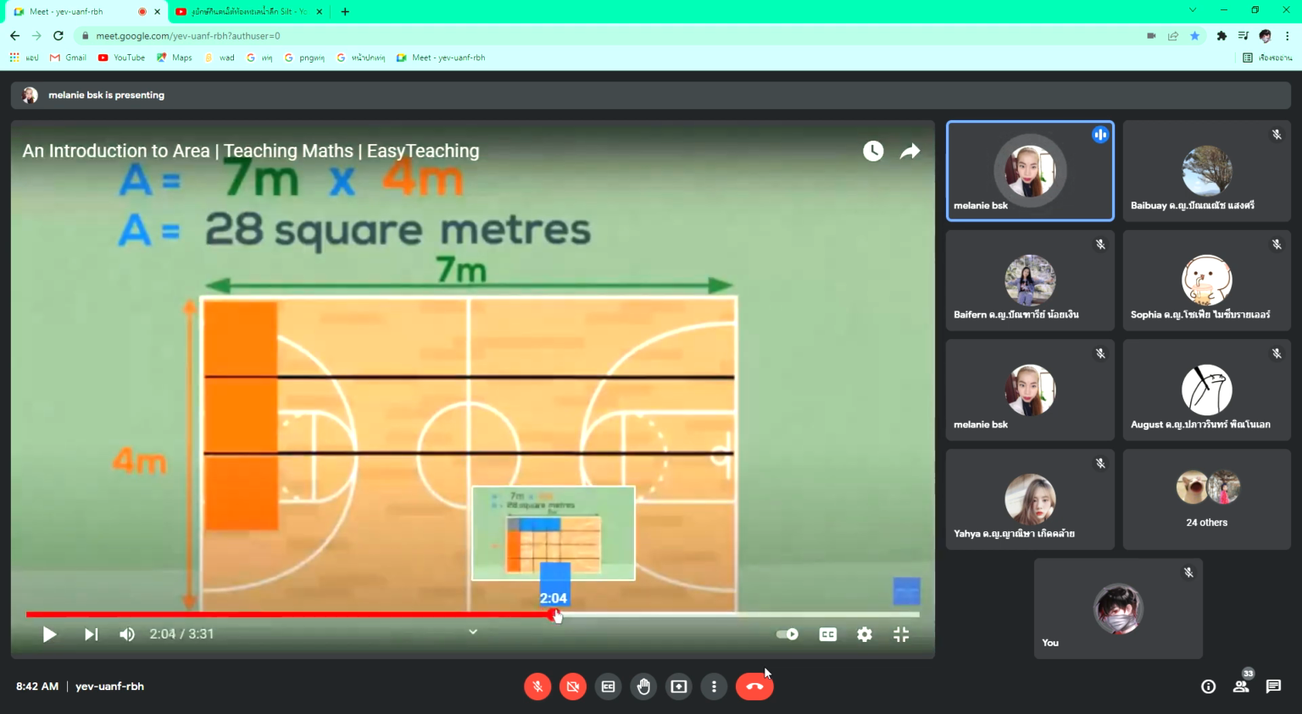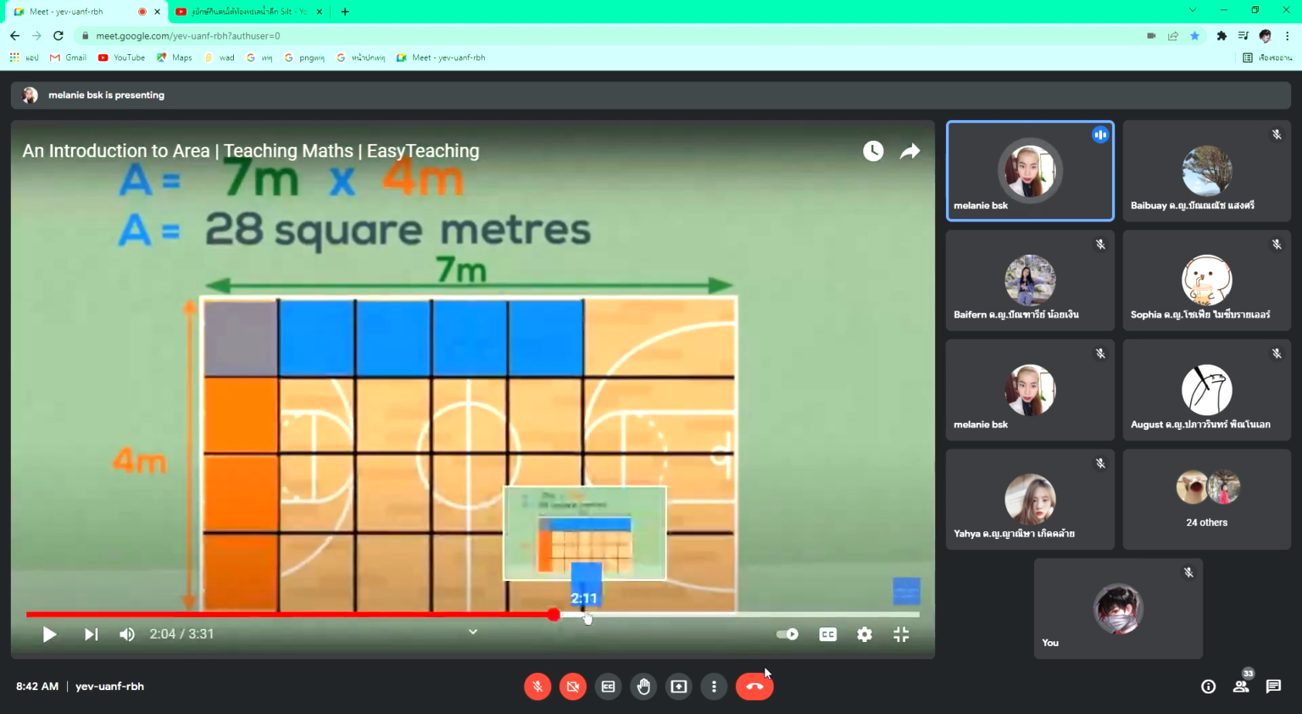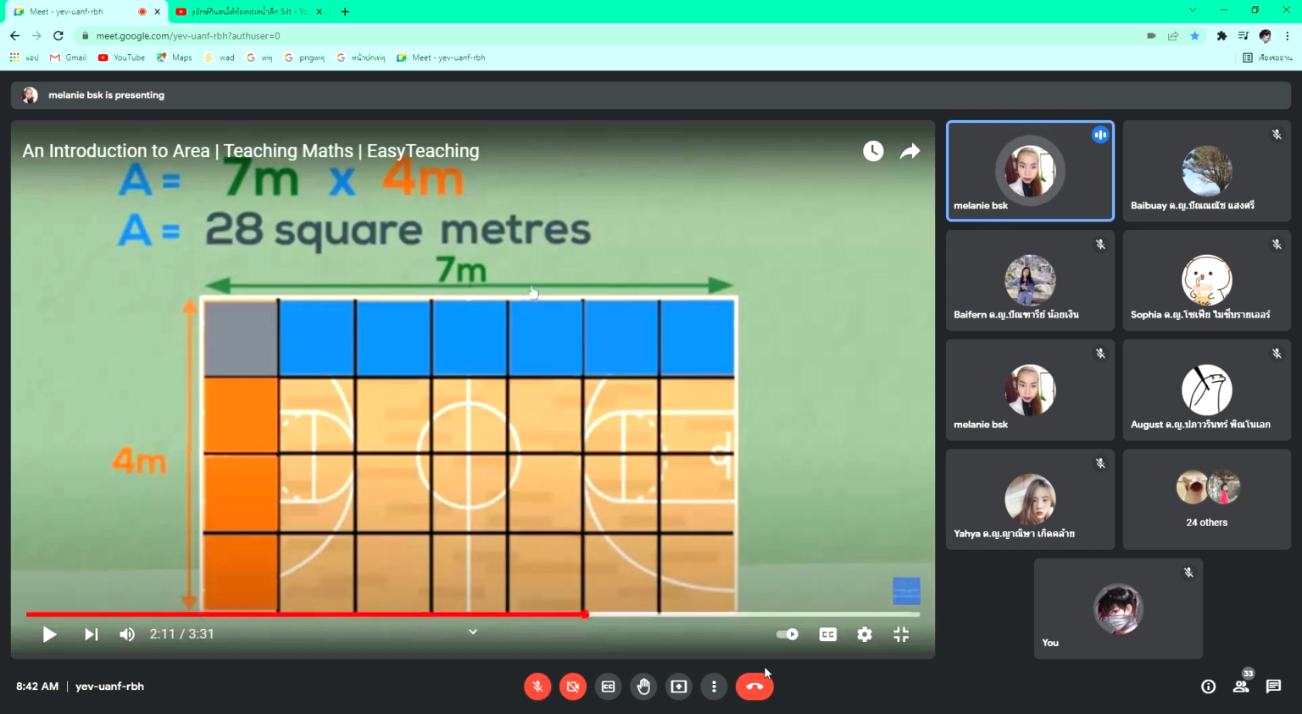So how are you going to do it? You're just going to make the squares in here. So we have 28 square meters. We're going to count. Let me see if it is right. 1, 2, 3, 4, 5, 6, 7, 8, 9, 10, 11, 12, 13, 14, 15, 16, 17, 18, 19, 20, 21, 22, 23, 24, 25, 26, 27, 28. Is it right? Yes or no? Yes, it is. Okay, so children, that's all.